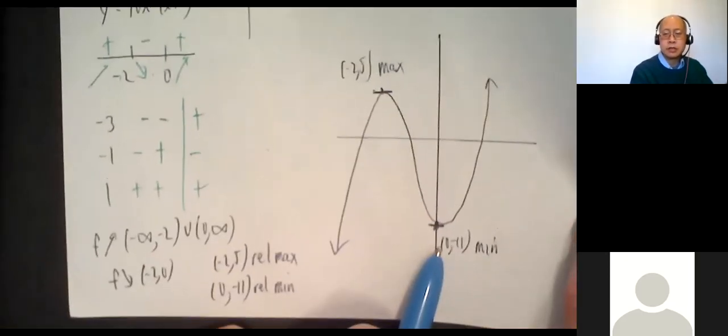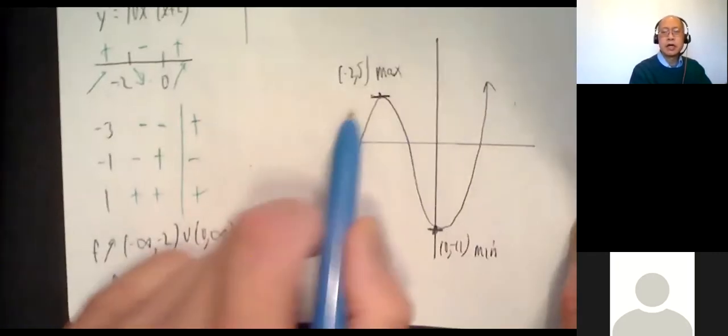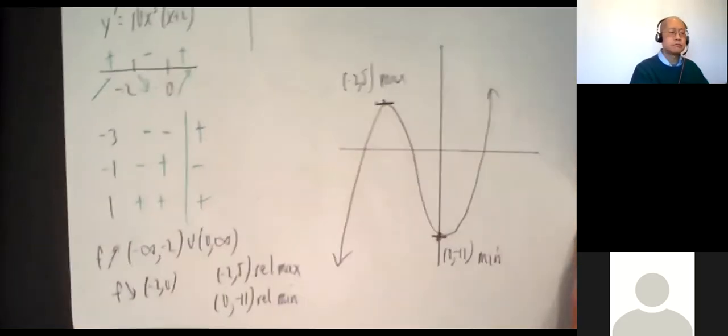So there it is. So here's the graph. Increasing, decreasing, increasing. Negative 2, 5 is a maximum. 0 comma negative 11 is a minimum. Okay.